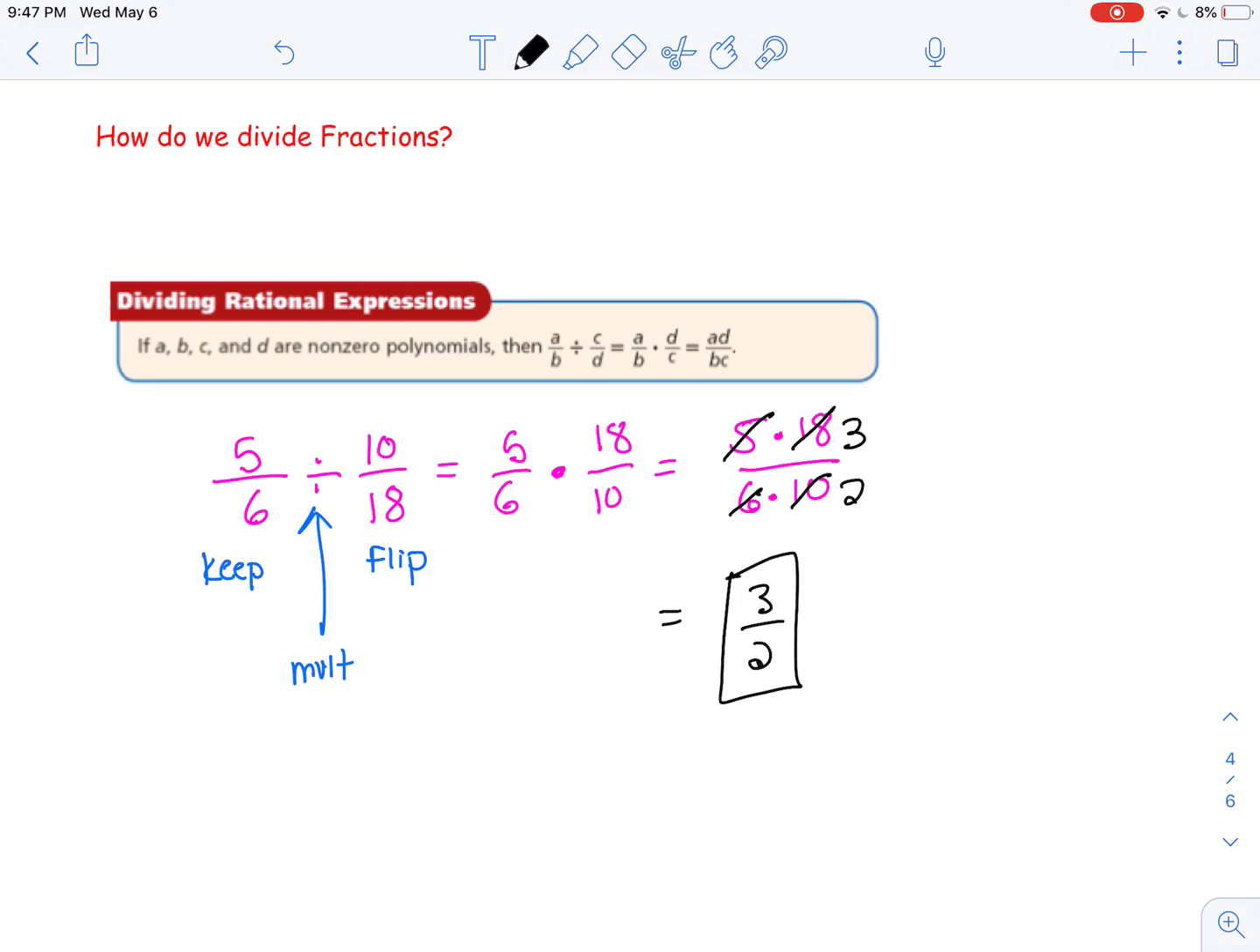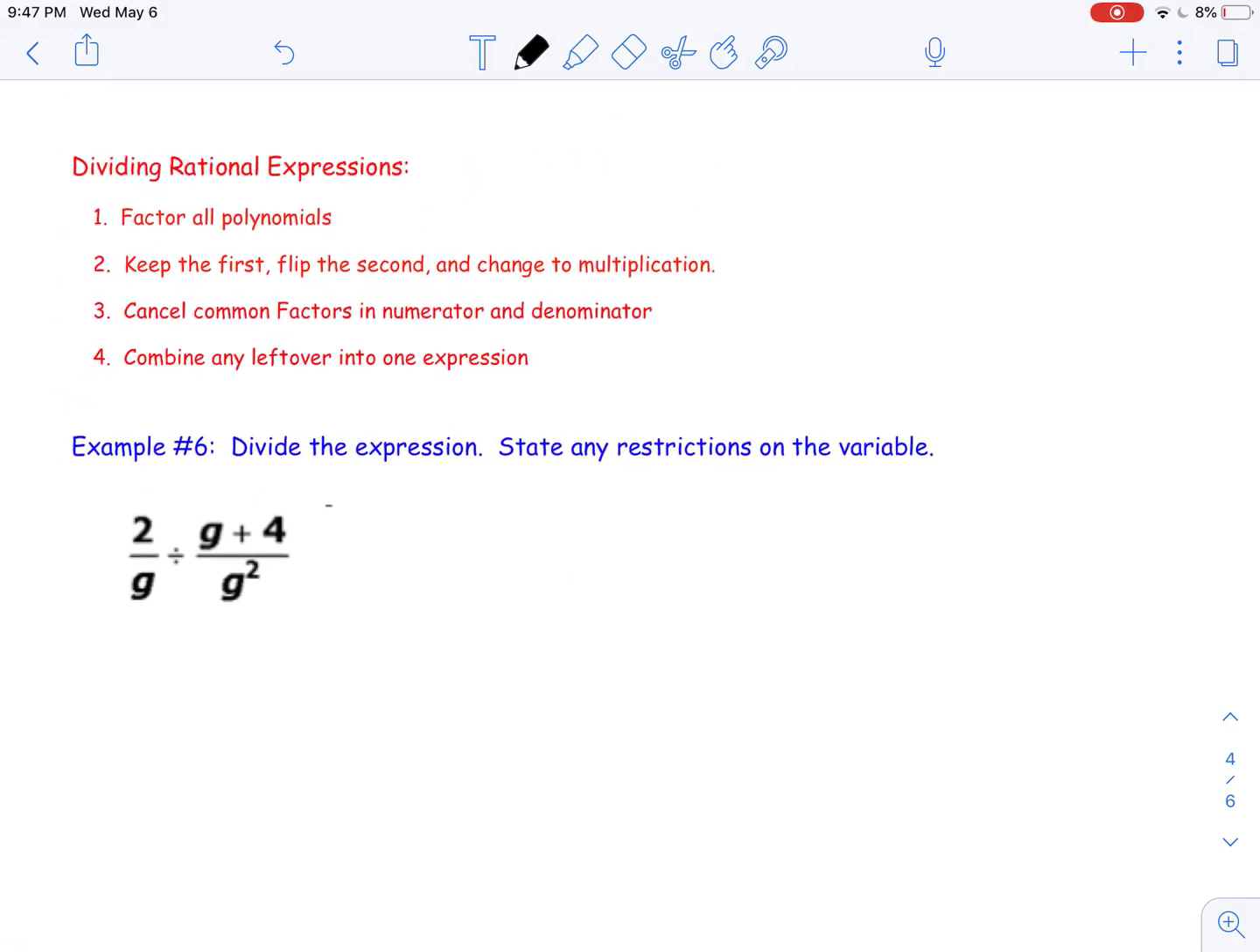So we're going to apply these same rules to dividing rational expressions. Our steps are, first you're going to factor the polynomial. You're going to keep the first, flip the second, and change to multiplication. Cancel common factors in the numerator and denominator, and combine any leftover into one expression.